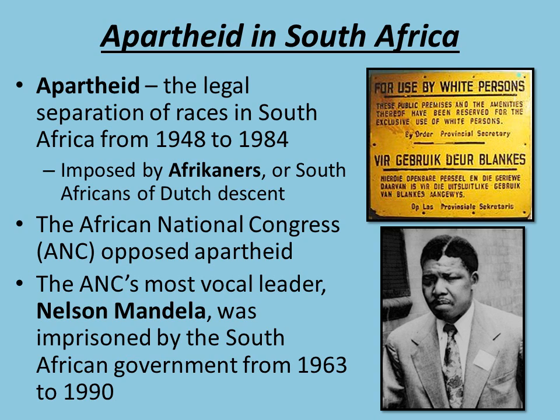The main group that opposed apartheid was the African National Congress, or the ANC, which had been founded way back in 1912, because even before apartheid, whites oppressed blacks in South Africa. The most well-known and vocal leader of the ANC is Nelson Mandela, who was eventually thrown in prison by South Africa's government, and he stayed there almost completely in solitary confinement from 1963 all the way until 1990.